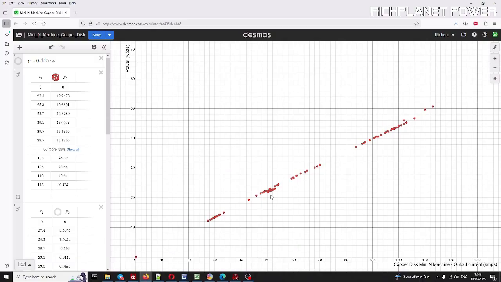I can now draw a solid line over the data points by defining an equation for that line. In this case, it is y equals 0.445x, where y is the output power and x is the output current. 0.445 is the fixed voltage output. The slope on this line, 0.445, represents the fixed voltage output of the machine.